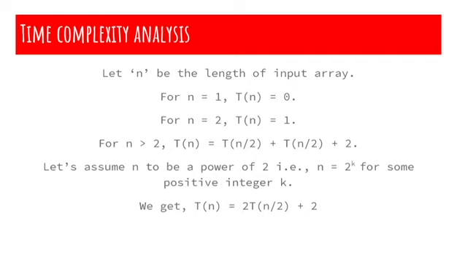Let's assume n to be the length of the input array. For n is equal to 1, the time complexity is 0, and when n is 2, the time complexity is 1. For any n value greater than 2, the time complexity is t of n by 2 plus t of n by 2 plus 2. Let's assume n to be a power of 2, that is, n is equal to 2 to the power k, where k is a positive integer. We can write this as t of n is equal to 2 into t of n by 2 plus 2.